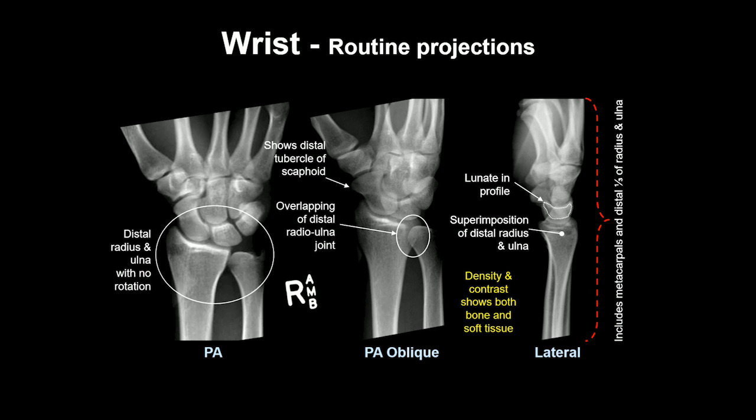For our wrist, we need to have a PA view, oblique, and a lateral view. On our PA view, the distal radius and ulna should be shown with no rotation. On the oblique view, you want to show the scaphoid, but also the tubercle of the scaphoid, and there will be some overlapping of the distal radioulnar joint. On the lateral view, you need to include the metacarpals and the distal third of the radius and ulna, and there should be superimposition of the radius and the ulna, and the lunate should be in profile.